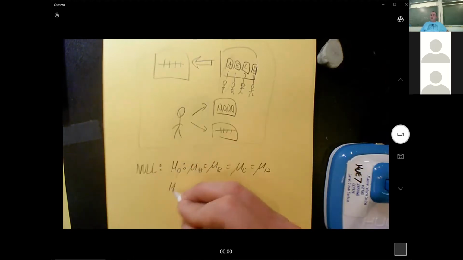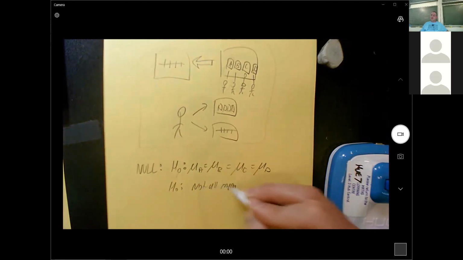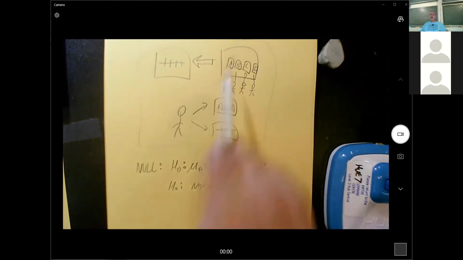The alternative hypothesis is that not all means are equal. These things are called parameters, by the way. A parameter is an unknown value that belongs to all possible individuals. So this mu A is not the mean from my data, it's the mean for all the people that could have been in my experiment.